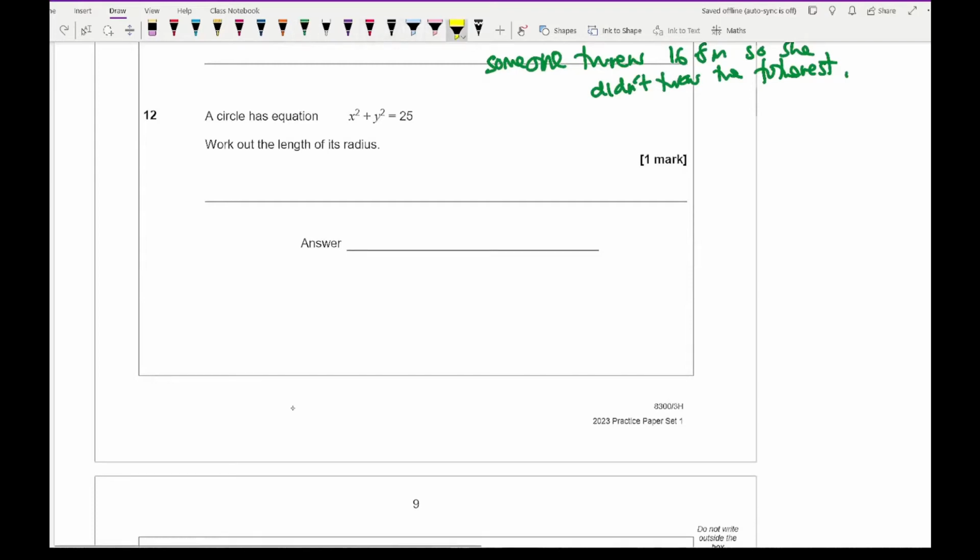Well, this value here is the value of the radius squared. So r squared equals 25. So that means that r is going to equal plus or minus 5. But because r is a length, it can only be a positive number. So the answer then is going to be 5. If you did write -5, you would lose a mark. So just be mindful of that.